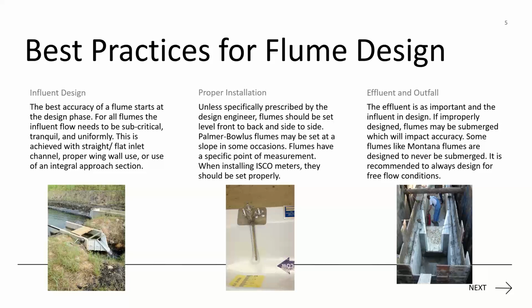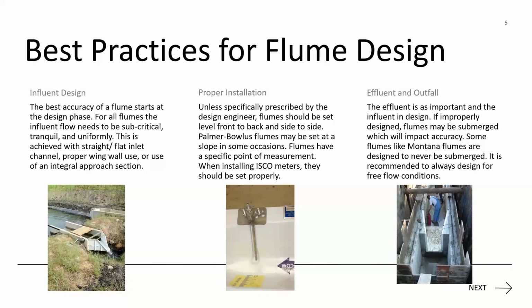When installing the flume, it's imperative that it's level front to back and side to side, unless it's specifically prescribed to be at a little bit of an angle. That works for Palmer-Bowlus flumes, and some trapezoidal flumes can be set at angles, but it's important to note that when they're at that angle, the level needs to be adjusted, so it actually raises the level up a little bit. So there's a little bit of a difference from what the staff gauge would read to what it should be.